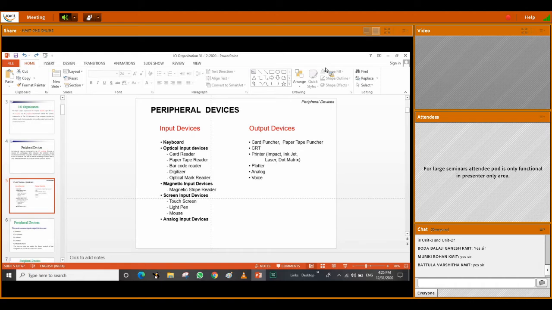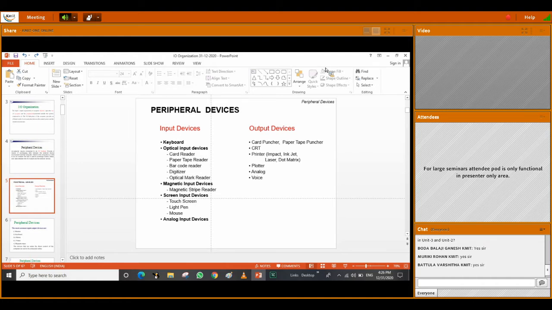For the peripheral devices, the main thing is: what are the inputs of peripherals, and what are the outputs of peripherals? In the categories of input peripherals, there is the keyboard and optical input devices. The optical input devices are the card reader, paper tape reader, barcode reader, digitizer, and one more is the optical mark reader. And one more input device is the magnetic input device, the magnetic stripe reader. What is the meaning of magnetic stripe reader? Where we swipe the cards. That machine we can call the magnetic stripe reader.